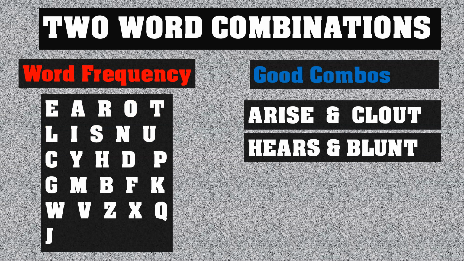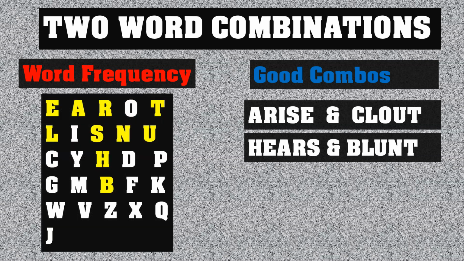Another great 2-word combination is here's and blunt. The letters are a little bit more spread out than our first example, but you see that again you're using a ton of those letters from the first 2 rows, and the ones that you're using after that are still pretty high up on the list.